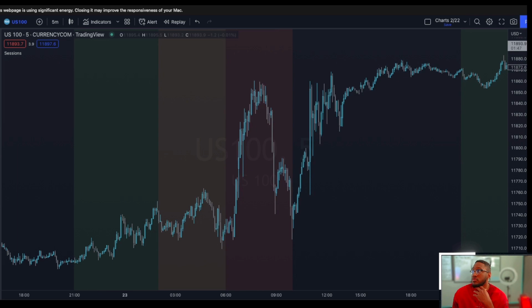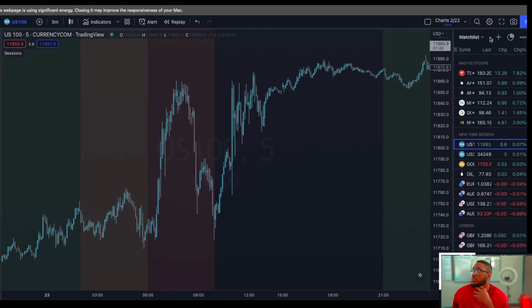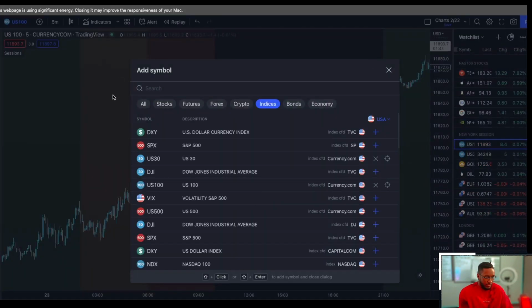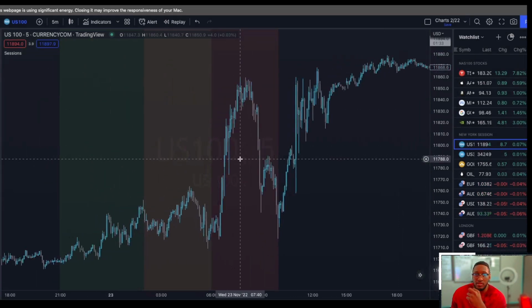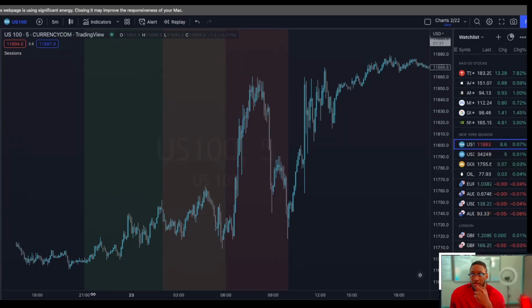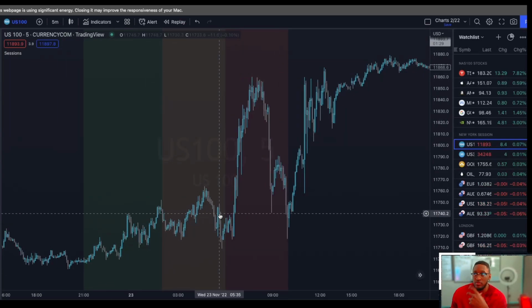So you just go in here, go to your watch list, and type in US 100, because that's what it's listed as on currency.com. It's not NAS 100 like you probably see on other brokers. Click on currency.com, this is what I use. Backtesting is reliable. Data feed is reliable. This is why I use it.